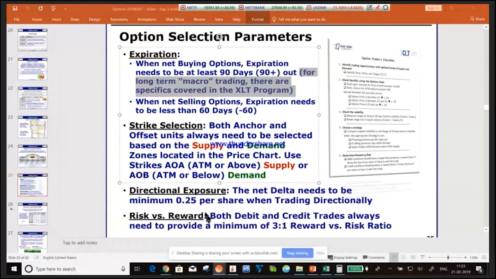Now directional exposure. Here is where all the practical stuff starts coming in. So when you are trading directionally, so you are having a directional trade like a long call, long. What is because of intrinsic value, Deepa?